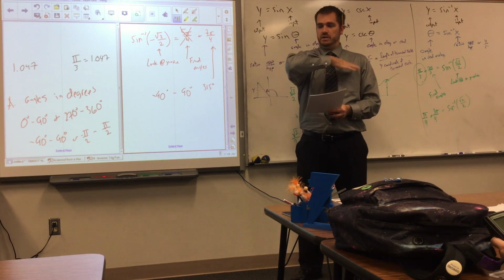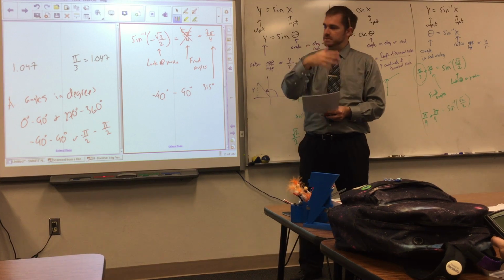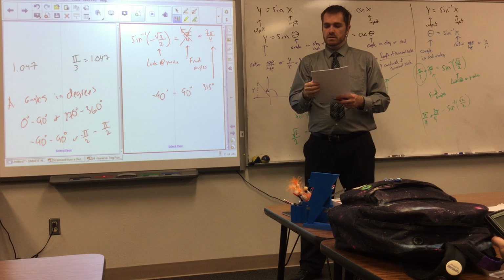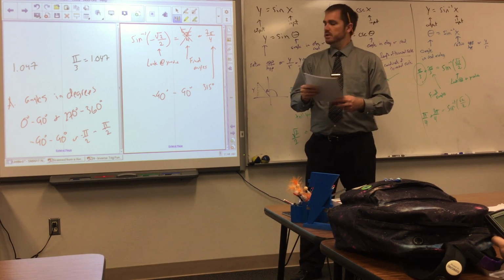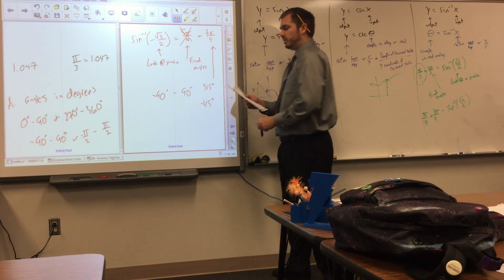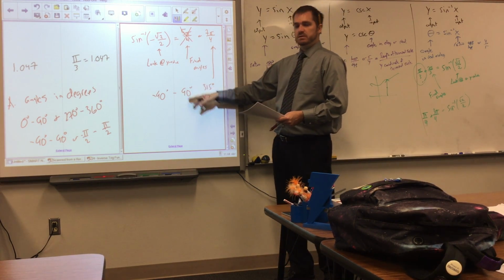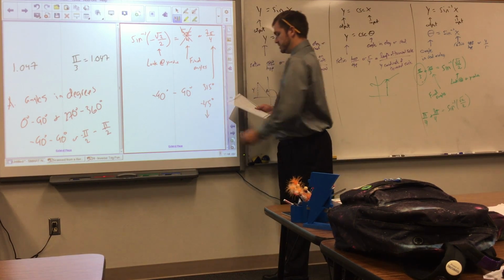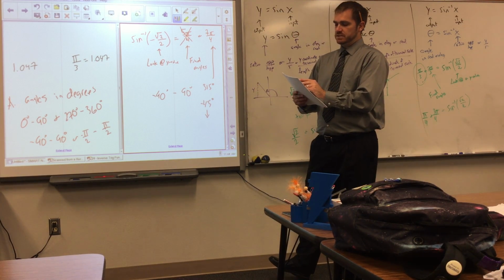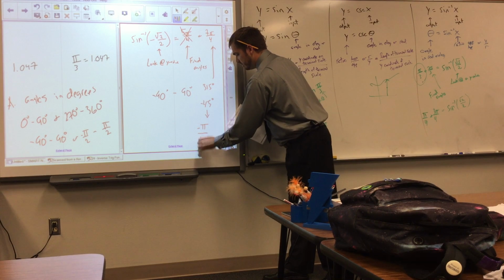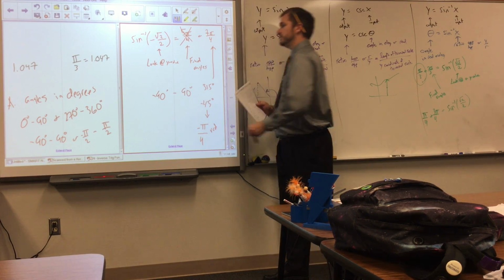Okay, so what is another name for 315 degrees that is a coterminal angle that happens to be between negative 90 and positive 90? Negative 45 degrees. There we go. That's in between negative 90 and positive 90. So now let's convert that back to radians. 45 degrees is pi over 4. So our correct answer is negative pi over 4 radians.